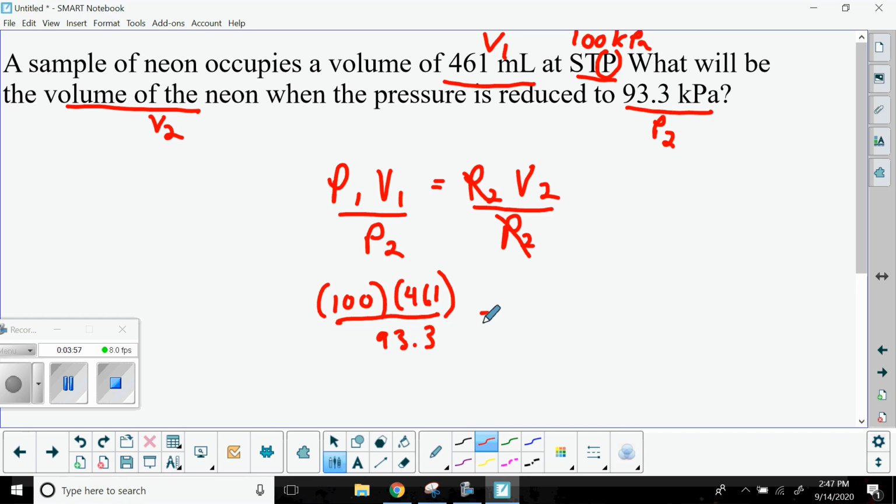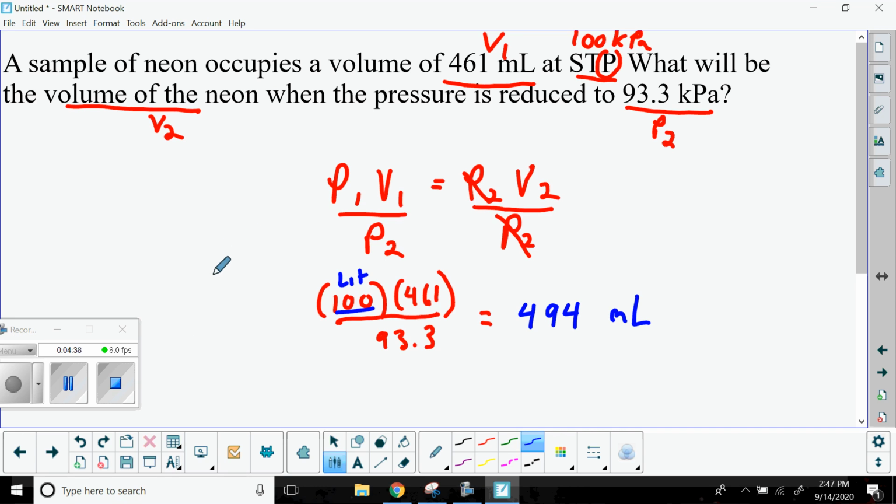Another thing here, my volume being in milliliters is no big deal, because whatever volume units I start with will be the volume units I end with. So I punch all of this into my calculator, paying attention to sig figs. By the way, this is a lit value, no sig figs here. I'm going to end up with 494 milliliters. Here's my double check. I decreased the pressure, so I should have increased the volume. And that I did. So I have solved this problem correctly.